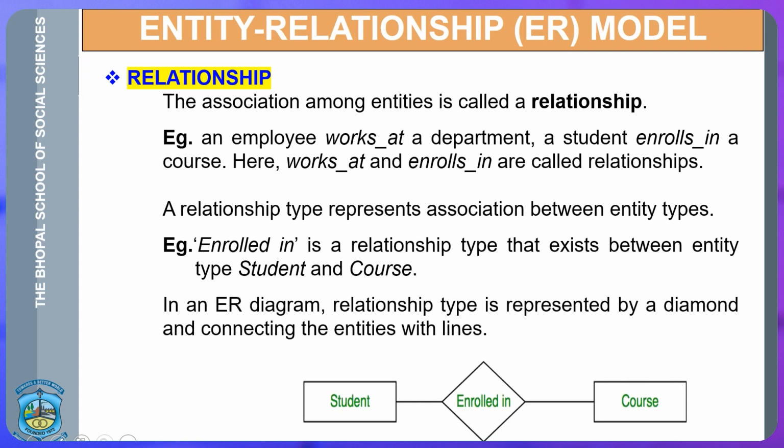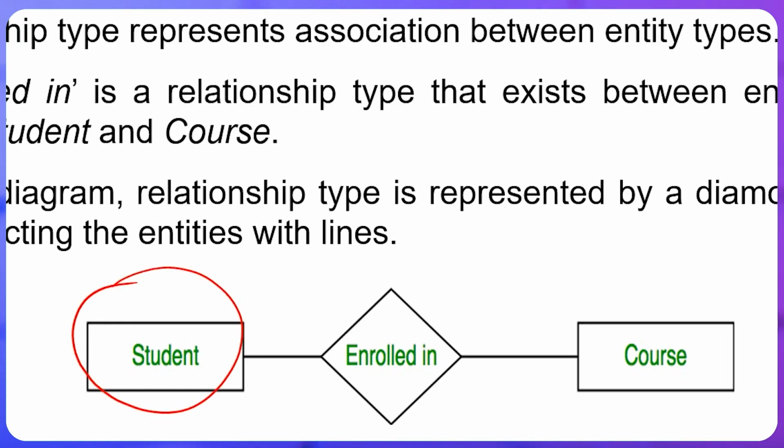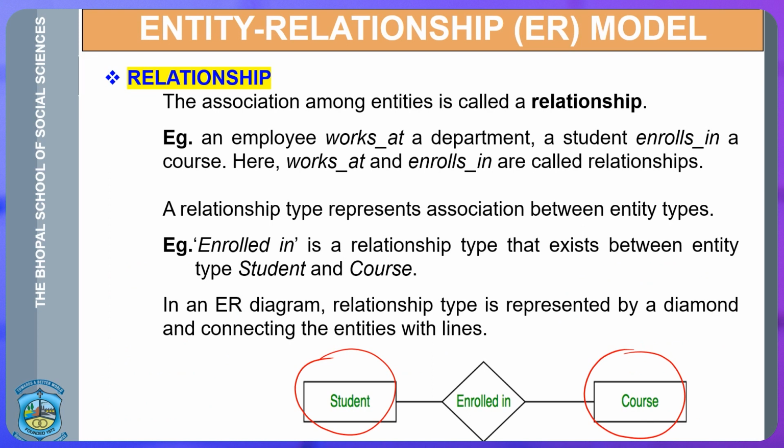In an ER diagram, this relationship type is represented using a diamond box. So, we can say that we have two entities here. First is a student, second one is the course. Here this student is an entity, this course is an entity, and they both are linked together by an association or a relation which is called enrolled in. So, we can say that a student enrolls in a course.